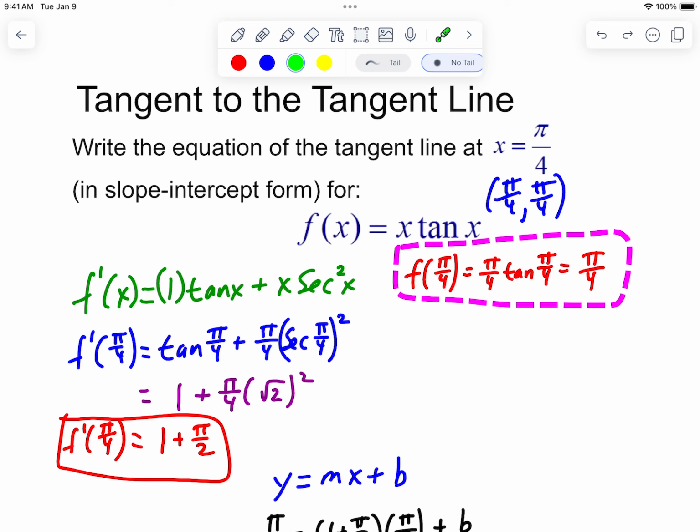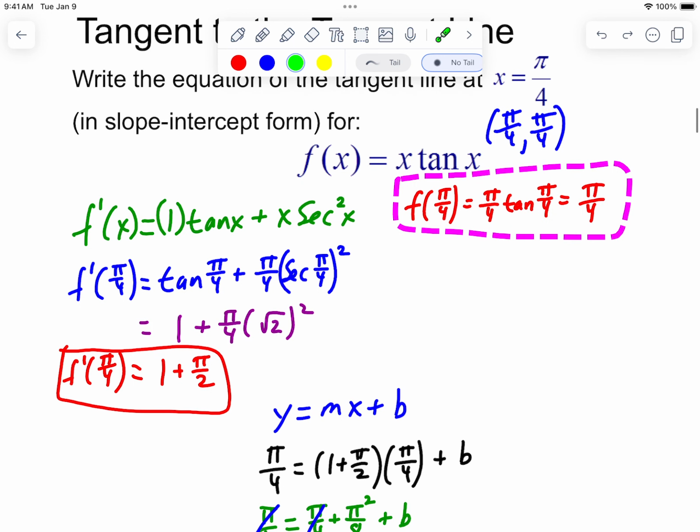Now, in order to write the equation of a line, we want a point and we want a slope, and then we can write our slope-intercept form. So to find the slope, we need to do the derivative. To do the derivative, we need to do the product rule. So I did the derivative of the first times the second plus the first times the derivative of the second. So here is the derivative of the first times the second plus the first times the derivative of the second. Now I am going to evaluate the derivative at pi fourths. Remember, the derivative represents the slope of the function at every x value. We want to know what is the slope when x is pi fourths.